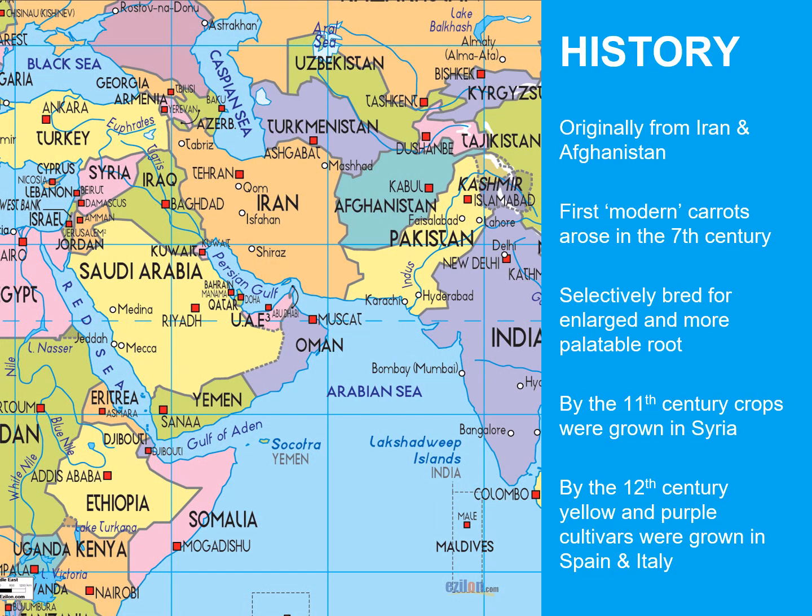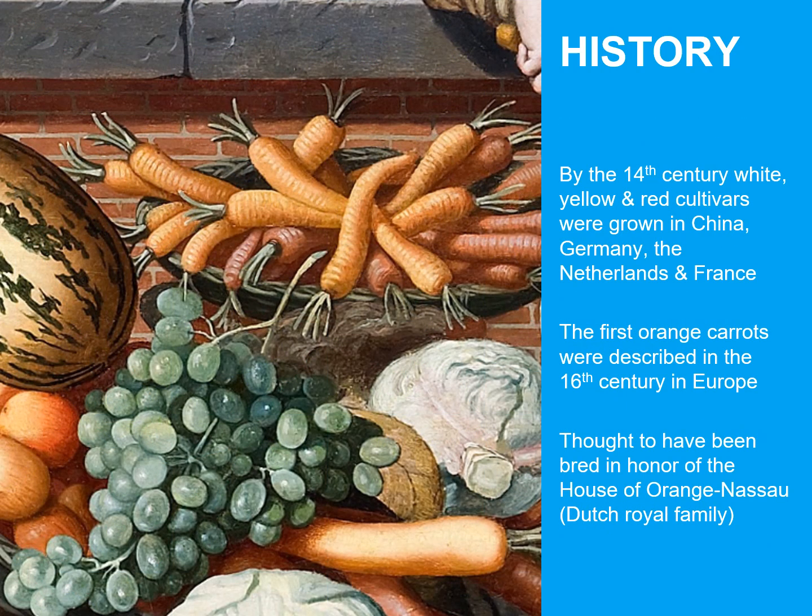So in terms of where carrot originates from, it's thought to have come from modern day Iran and Afghanistan. The first modern carrots, as we know them, arose in the 7th century, and they've been selectively bred for enlarged and more palatable roots over the centuries. By the 11th century, crops were being grown in Syria. Then by the 12th century, yellow and purple cultivars were known and grown in both Spain and Italy. By the 14th century, white carrots, yellow and red cultivars were grown in China and most of Europe.